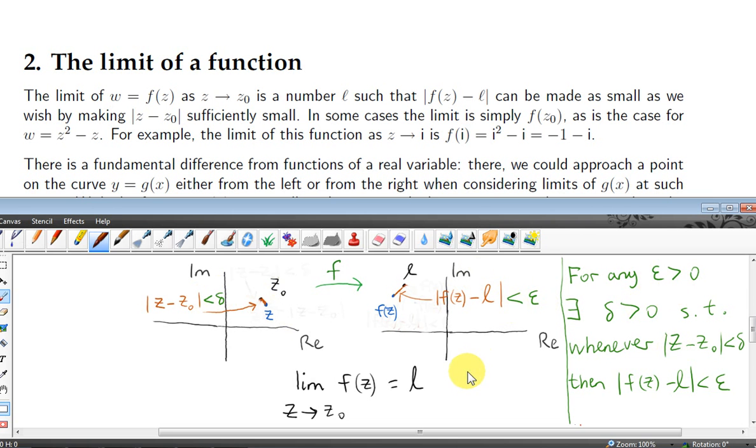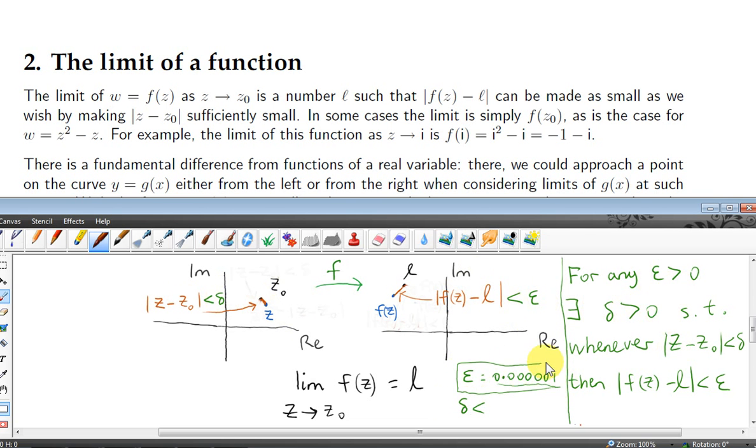So we could imagine picking a value of epsilon that's extremely small. Say something like this number here, 0.000001. Then we will always be able to find a positive number delta, such that whenever z minus z0 is less than delta, then f of z minus L will be less than 0.000001. So delta will in general be related to epsilon. So delta will be some extremely small number.